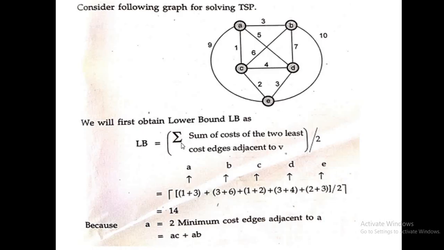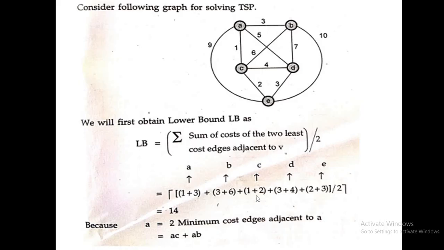Consider the example. We will first compute the lower bound value. How to calculate the lower bound: the sum of the cost of the two least cost edges adjacent to each vertex. For example, take A. What is the least cost of A? There are a number of edges adjacent to A, to B, D, C. From these we have to select the least cost: 1 plus 3. Same for B, the least cost is 3 plus 6.